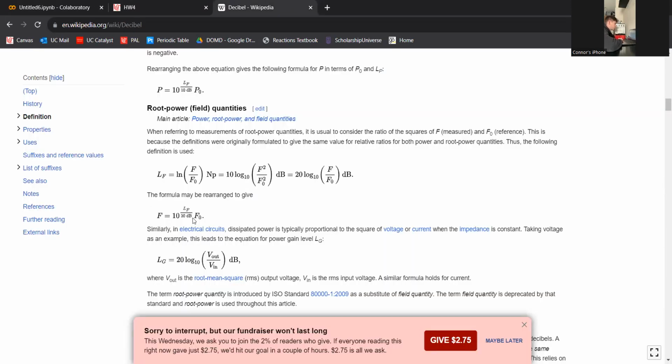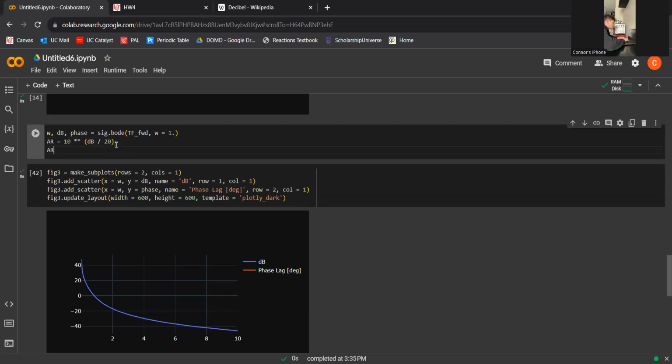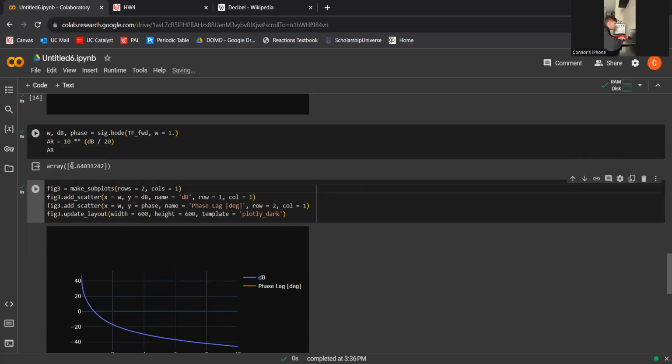this LF is what we're measuring from this function here, the Bode function. So if we rearrange, because it's a logarithmic scale, if we do 10 to our decibels divided by 20, we can get the amplitude ratio that we are looking for. So if we do that like this, and then ask for the amplitude ratio, we see that the amplitude ratio is less than 1, so it's 0.64.